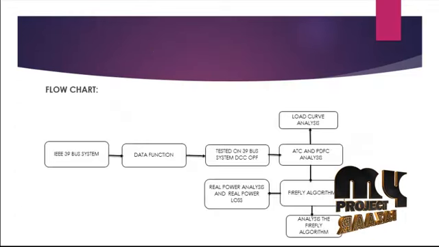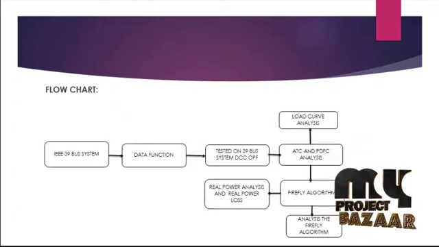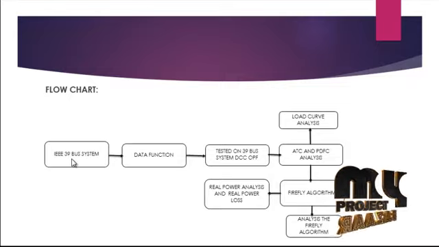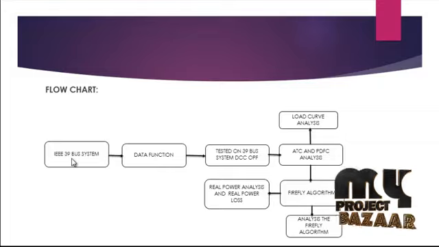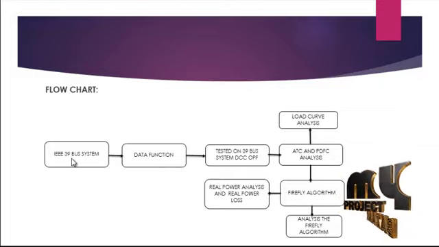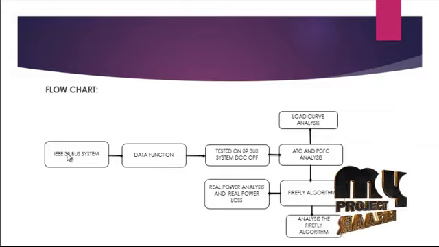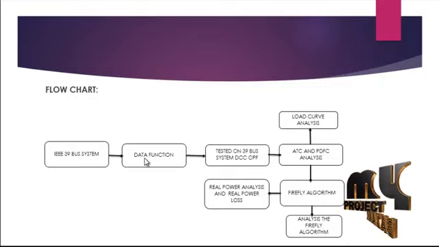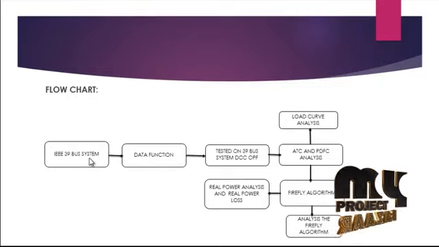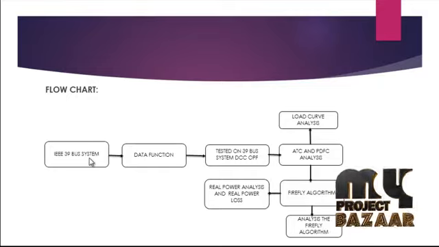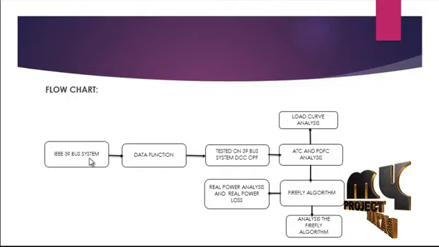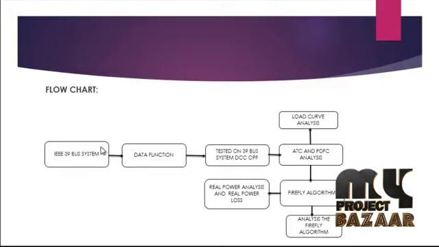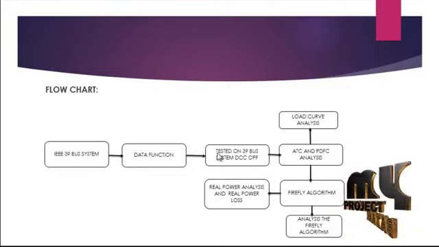Now we are going to discuss the flow diagram of our project. First we process the IEEE 39 bus system and input the data. This is the bus data, line data, and generator data of the IEEE 39 bus system, which is passed to the data functions. Data functions are where we read the line data, the voltage or angle, whatever, and call the generation data function.